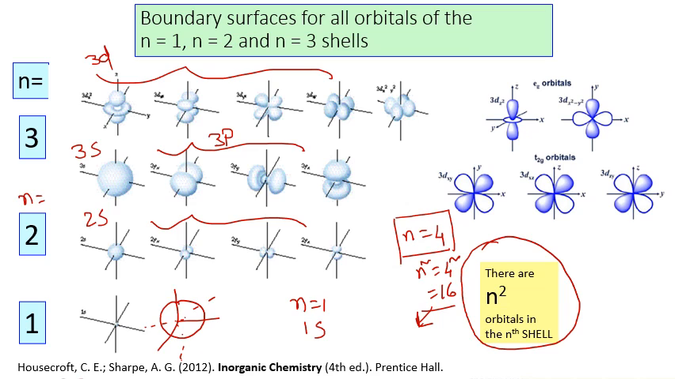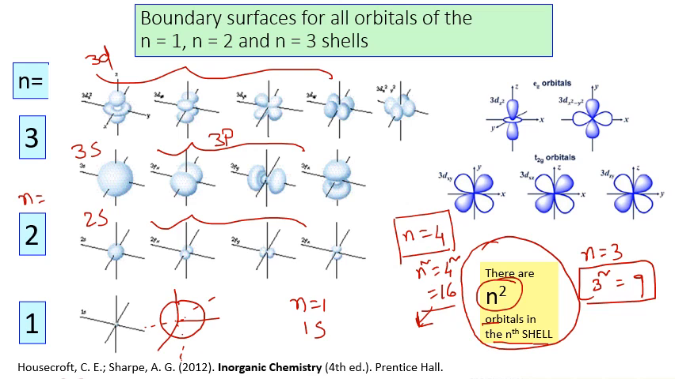For n is equal to 3, you can also see over here, there are 3 square, that is 9 orbitals possible. For n is equal to 2, there are 4 orbitals, that is 2 square. For n is equal to 1, 1 square, 1 orbital is possible. So by calculating this number n square, you can have that number of orbitals for the n cell.